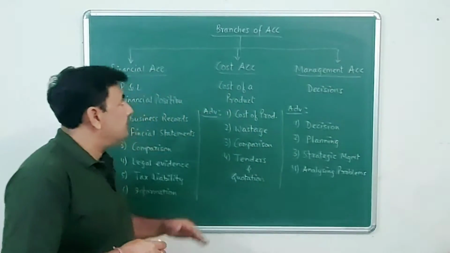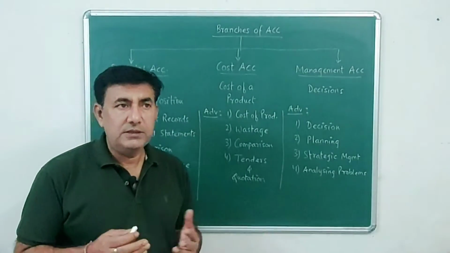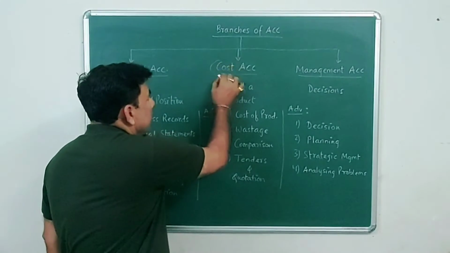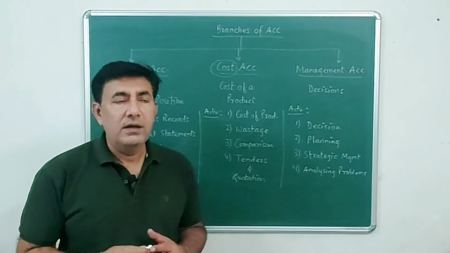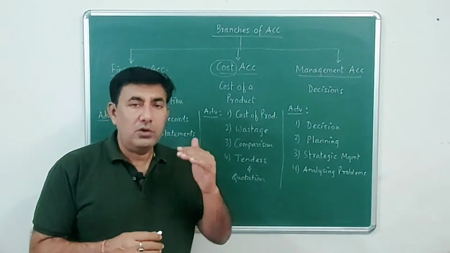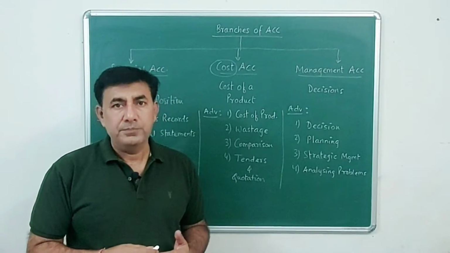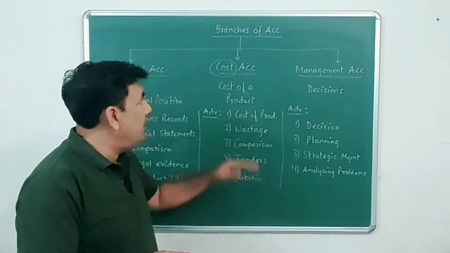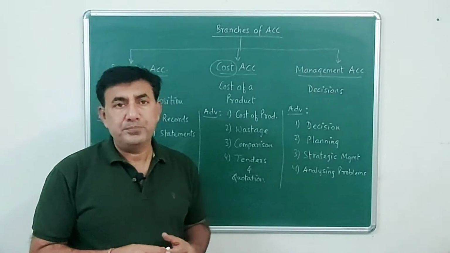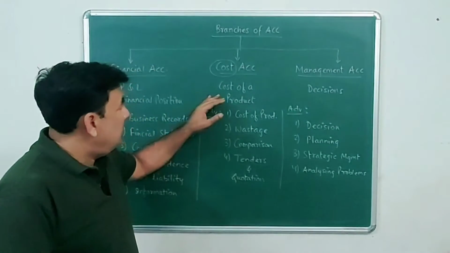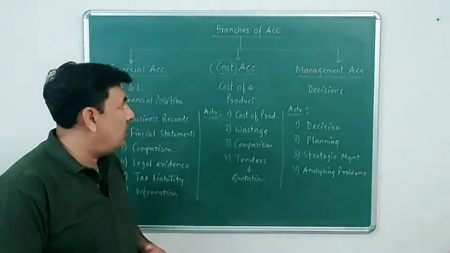In the same way, when we talk about cost accounting, as we know, as the name implies, cost. So here we are finding the cost of production or cost of a product of a company. If it is a manufacturing company, it prepares cost accounting. So basically it deals with finding the cost of a product.